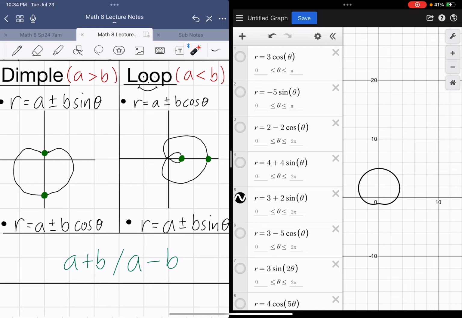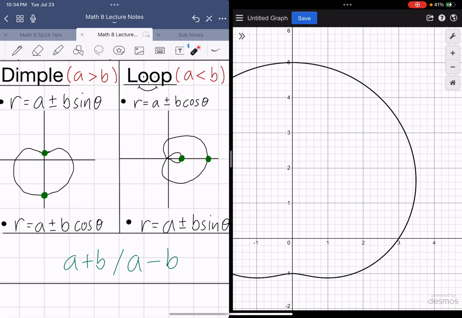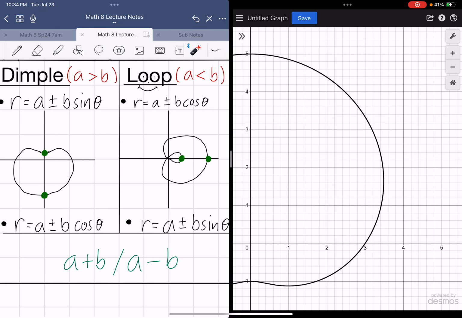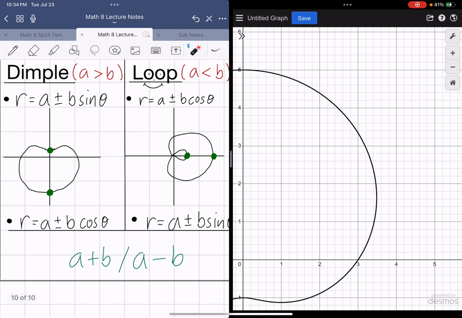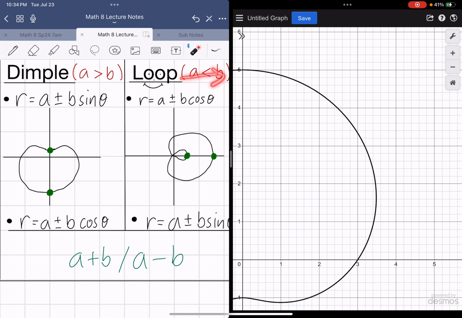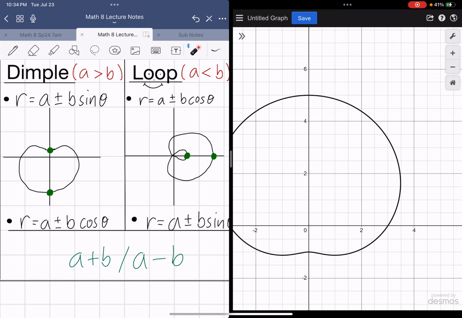So let me show you. So here it is. And I'm going to go closer so you can see how, if you look here up top, that's 5. If you look here at the bottom, that's 1. Because 3 plus 2 gives me 5, and 3 minus 2 gives me 1. And that's how you can see the dimple is pointing in the positive x direction.